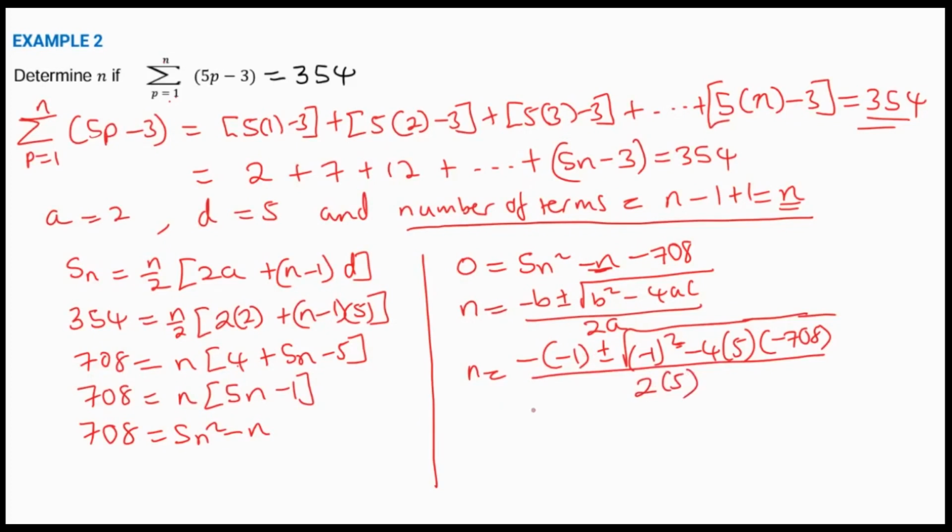Then you can use the calculator here, okay, that n is equal to 12 or n is equal to negative 59 over 5. N should be a natural number, so this is not applicable. Always check your n. So the number of terms here is n. So therefore n is equal to 12. Okay, let's go to example 3.